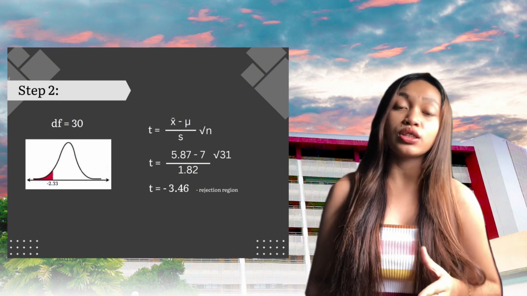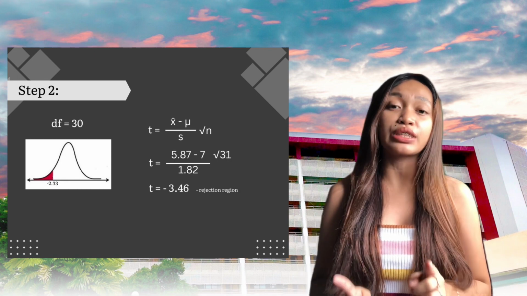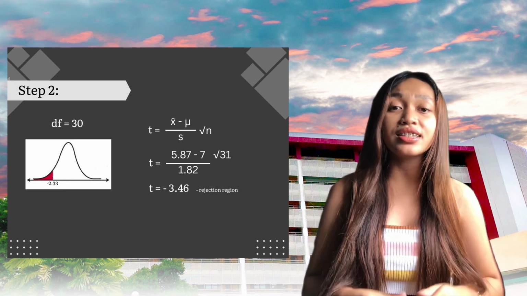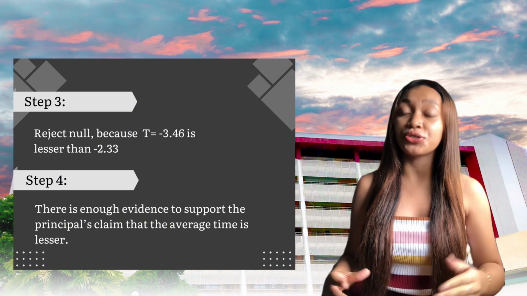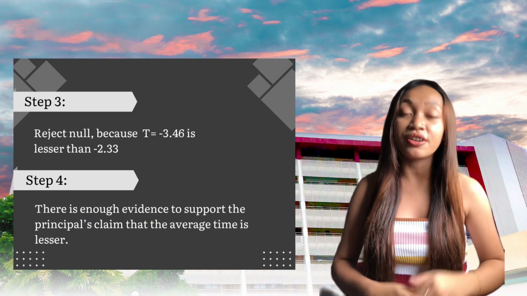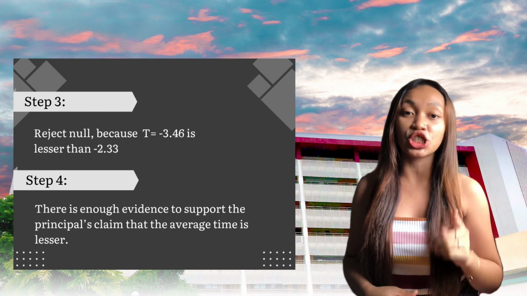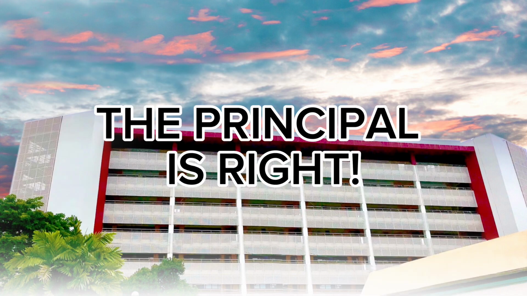After we substituted into the formula, our t value is negative 3.46. Thus, it lies in the rejection region. Since it lies in the rejection region, let's reject the null and accept the alternative. Thus, there is enough evidence to support the claim. The principal is right.